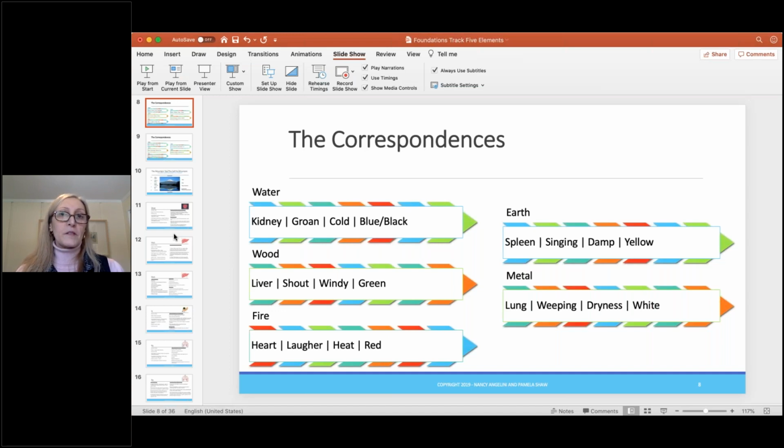Fire is, of course, the heart and the small intestine. And the sound is laughter, right? And it's heat, warmth, and the color, of course, is red. That makes sense. Earth is the spleen, the traditional Chinese medicine spleen, not our spleen in Western medicine. So this is actually like spleen-pancreas, right? It's kind of like our stomach, and the spleen is more like our pancreas, our ability to digest, right? And the sound is singing, and definitely people who are earth types have this sing-songy voice.